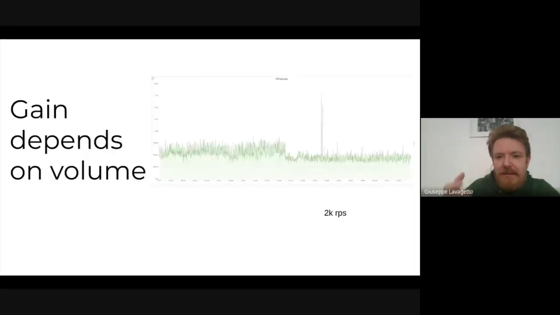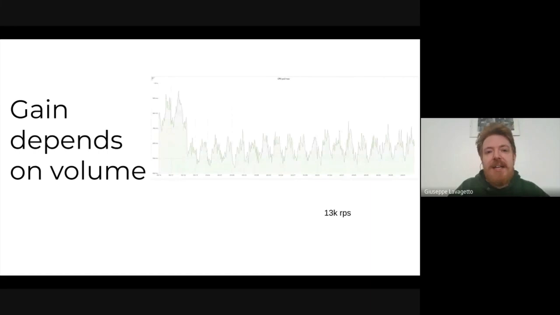Now, these gains depend on volume, and I want to show it to you with a couple more graphs. This is of two different deployments of the same application. It's a REST gateway to Kafka, basically. One getting 2,000 requests per second from MediaWiki, and in this case, the CPU usage reduction is about 25%.